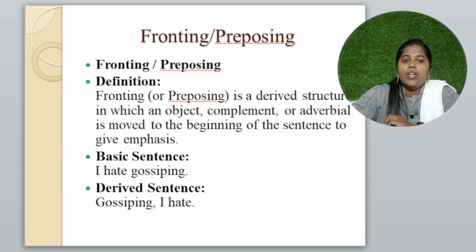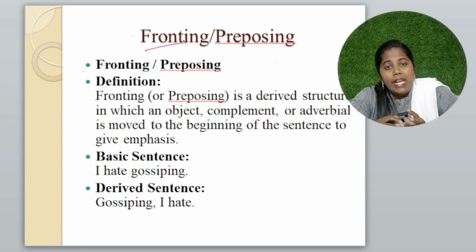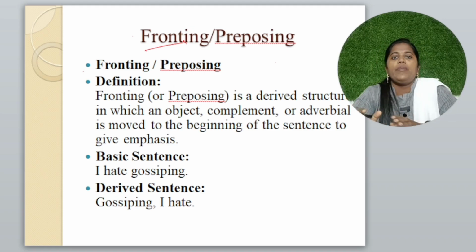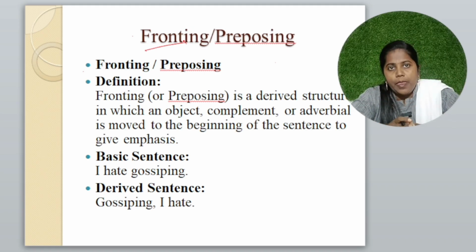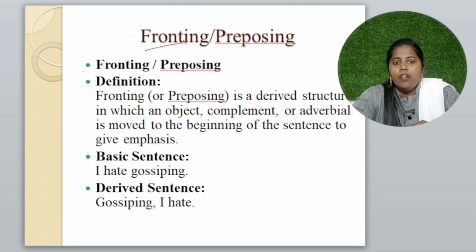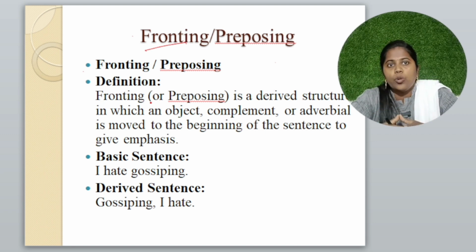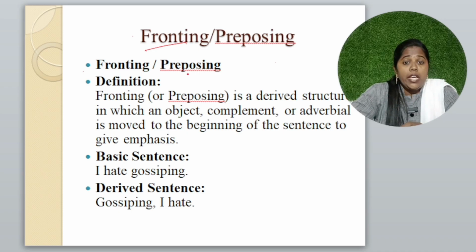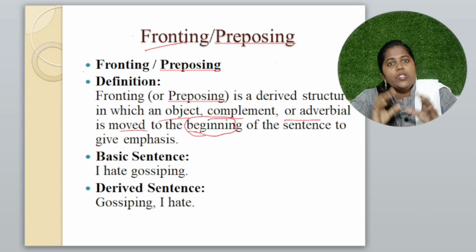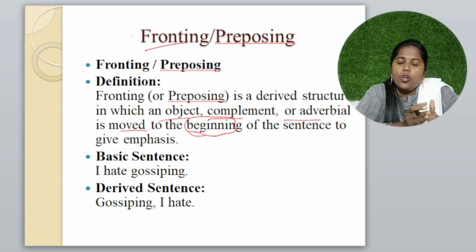Let's see. This is the first type, that is fronting. By name itself you can understand. Fronting means to take it to the front. Front means to the beginning. For example, here they have explained like this. Fronting is a derived structure. As I told you earlier, these are the types of derived structures. So, fronting is a derived structure in which an object, complement or adverbial is moved to the beginning of the sentence. It means we are shifting some elements to the beginning of that sentence.